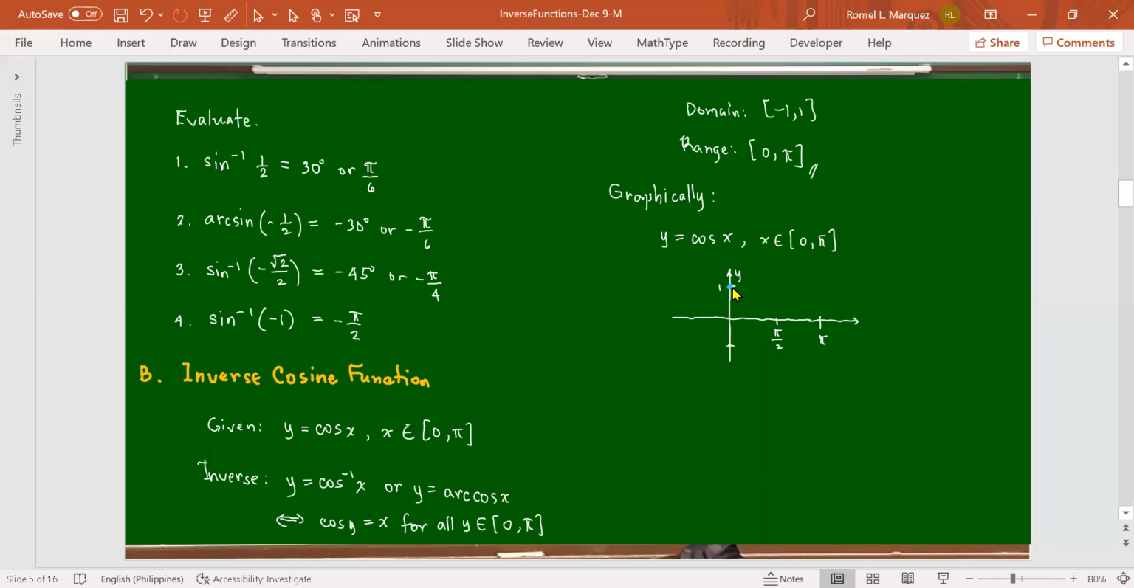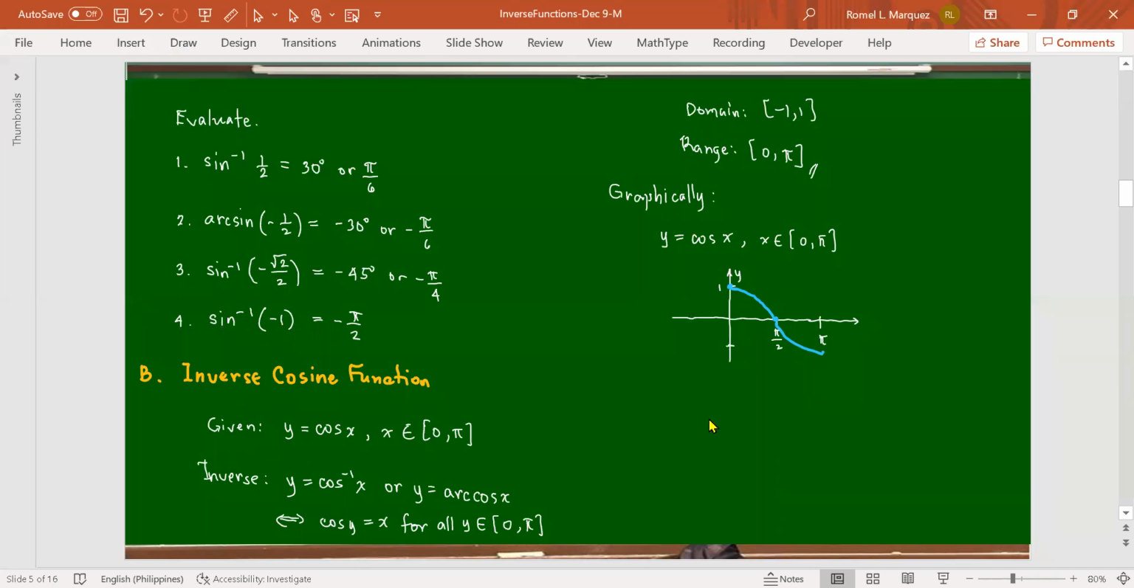When x is 0, cosine 0 is 1. When x is pi over 2, cosine of pi over 2 is 0. When x is pi, cosine of pi is -1. Okay? So we now have this. This is the graph of y equals cosine x on the interval 0 to pi. Of course, if you continue that, it is periodic and you will generate the whole graph of the cosine without restriction. But because of this restriction, this is now 1-to-1 and can now have an inverse.